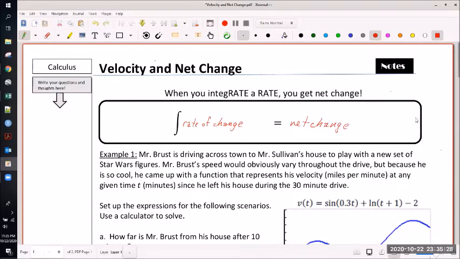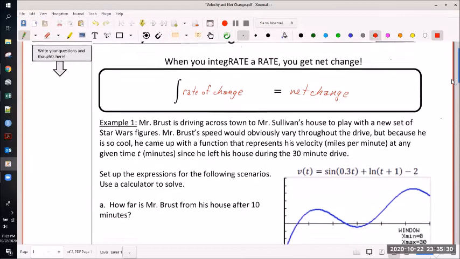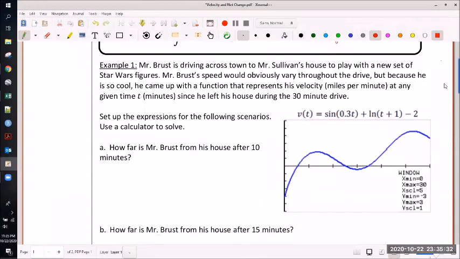Okay, so let's look at an example. We have Mr. Brest driving across down to Mr. Sullivan's. His velocity is given by this function here, which we see as graphed here. Notice that his velocity is negative at some points and positive at others. So we want to answer these questions. How far is Mr. Brest from his house after 10 minutes? What is the net change?